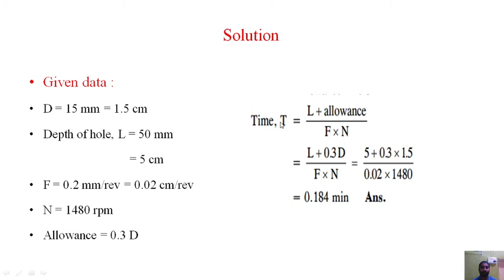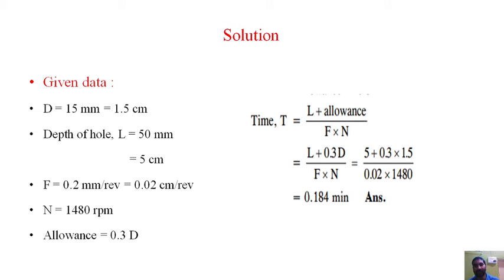So diameter of the hole is 15 mm, that is 1.5 centimeter, and depth of the hole is 50 mm, 5 centimeter. Feed is 0.2 millimeter per revolution. Convert it into centimeter per revolution, so 0.02 centimeter per revolution. RPM is 1480 RPM. Allowance is 0.3 D. So time for machining equals L plus the allowance we have to consider.